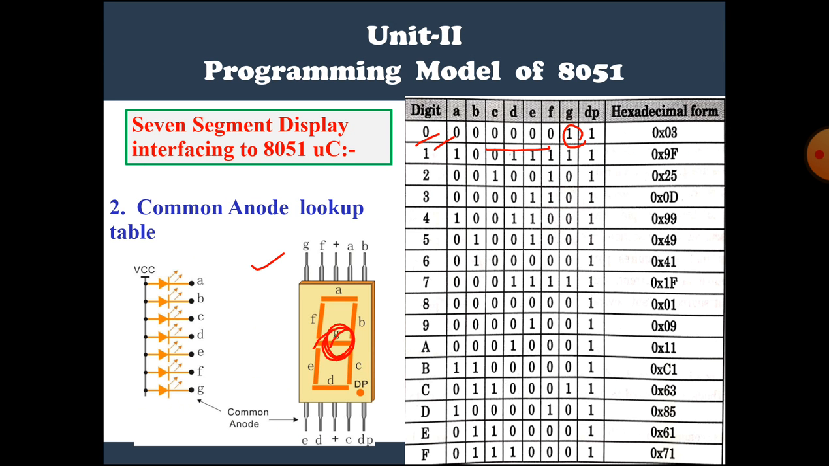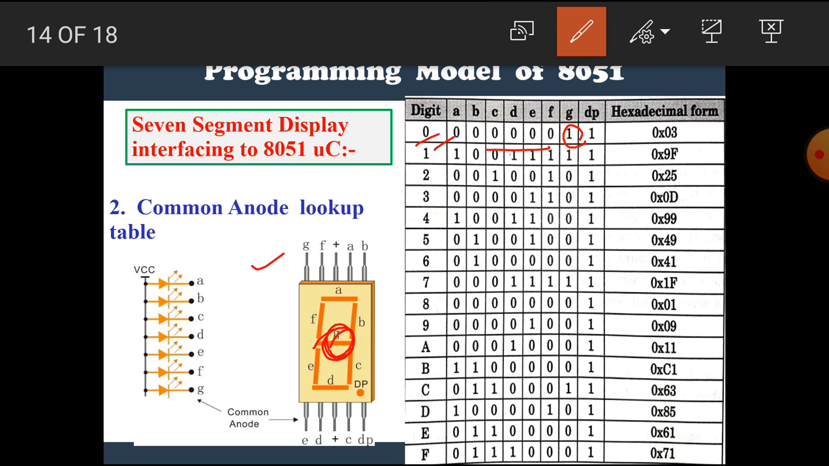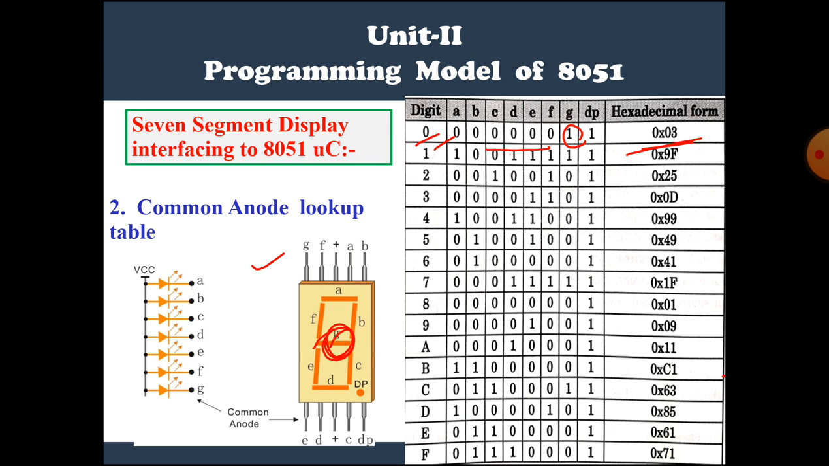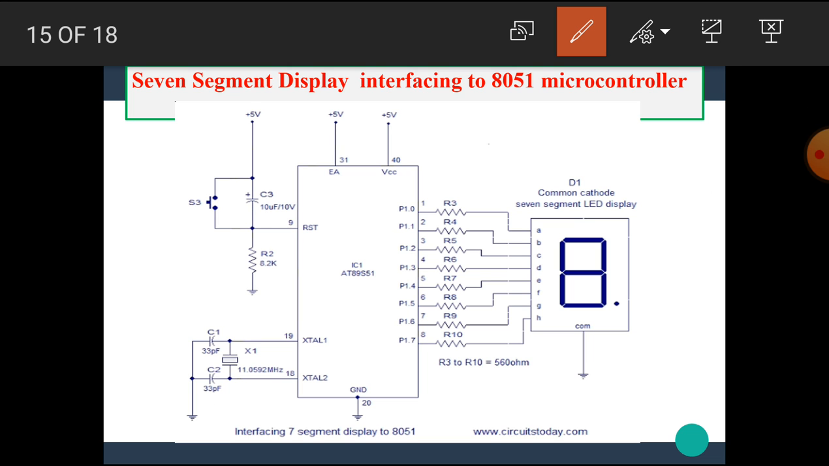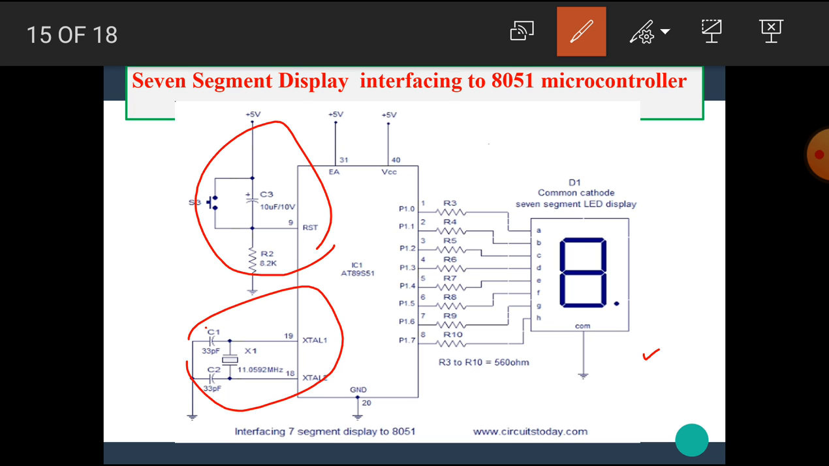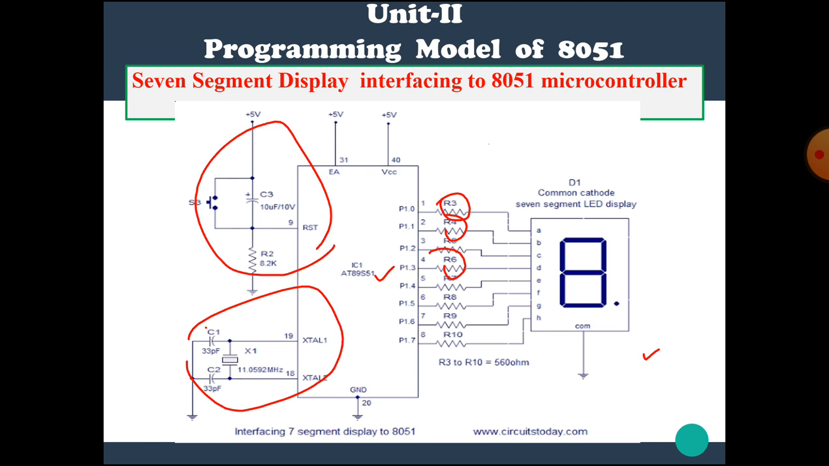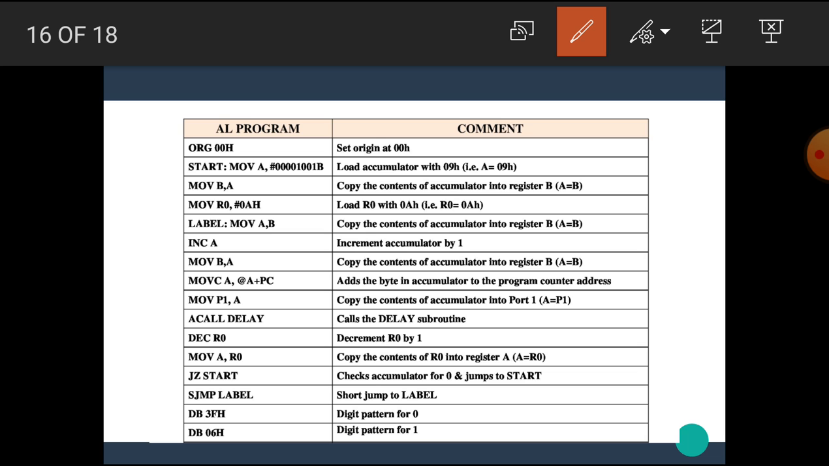Now, similarly, in this lookup table, if we want to display digit 0, then its hex value is 03H. This is the interfacing diagram of the 7 segment display with the microcontroller. We already know about this circuit. The 7 segments are connected with the port directly through resistors. Now let's see the program of 7 segment display interfacing with the microcontroller.